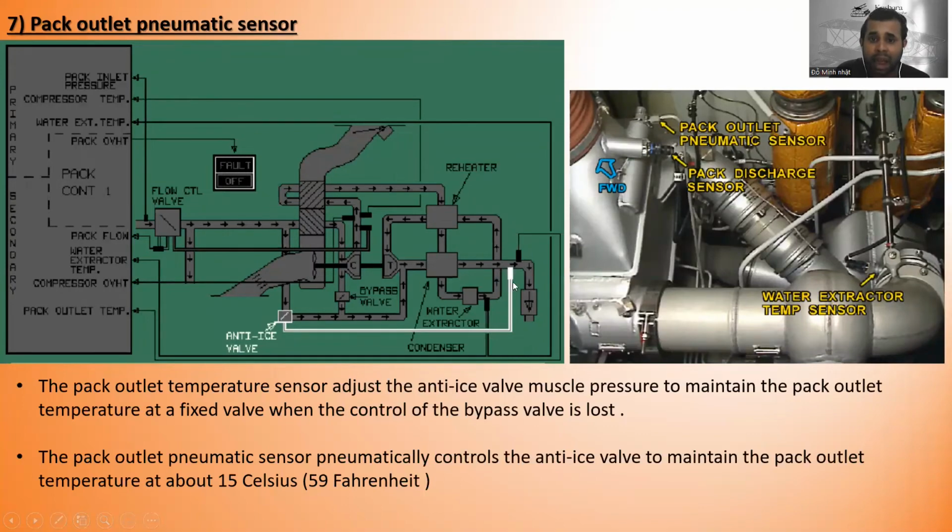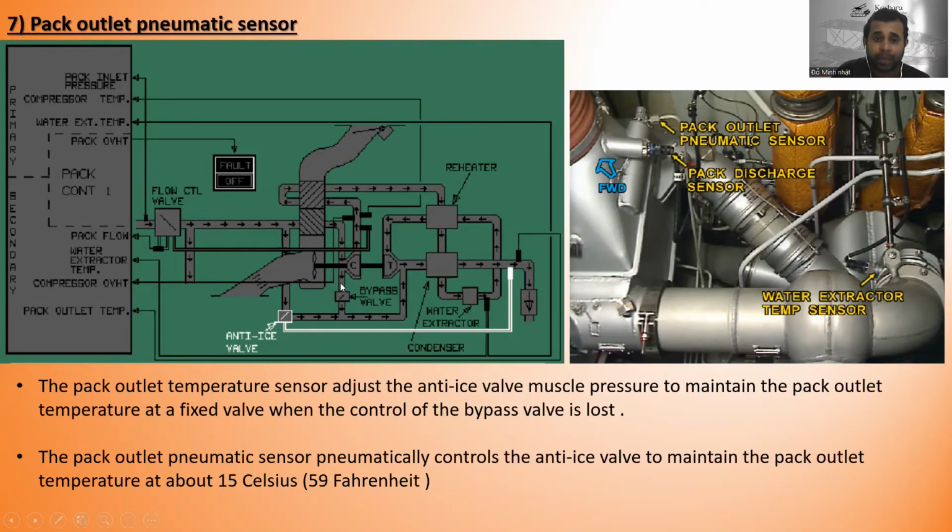Here is the pack outlet pneumatic sensor, and this goes to the mixture unit, right? The pack outlet temperature sensor adjusts the anti-ice valve muscle pressure. So this sensor will adjust the anti-ice valve muscle pressure to maintain the pack outlet temperature at a fixed value when the control of the bypass valve is lost.